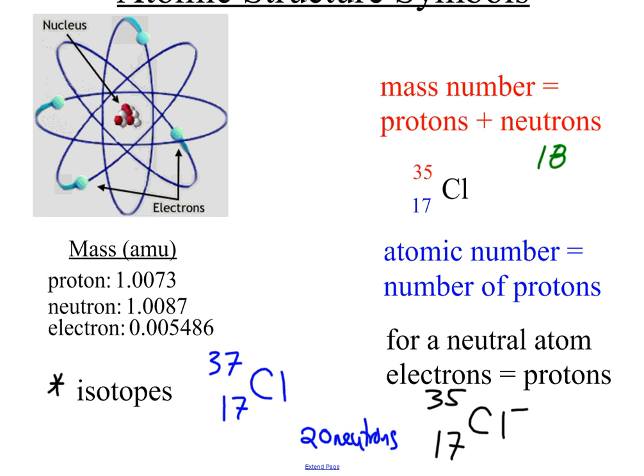So we'll want to practice using some of these symbols just to make sure that given the symbol we can calculate how many protons, how many neutrons, how many electrons, and vice versa. If we knew the protons, neutrons, and electrons, we could create the symbol for the atom.